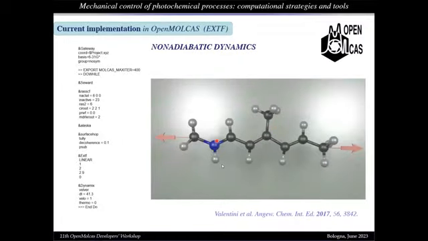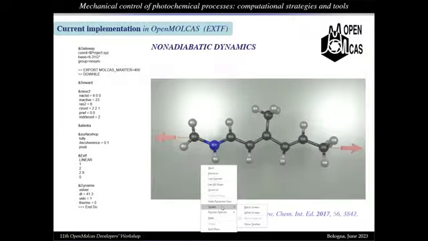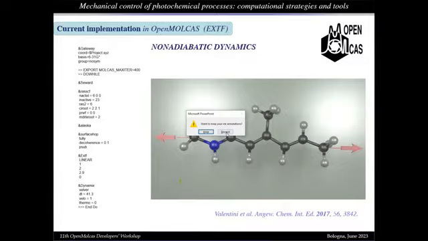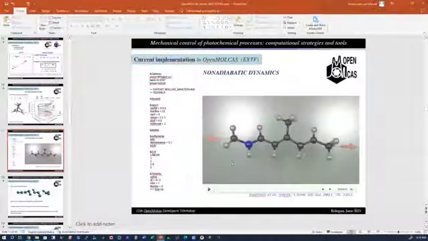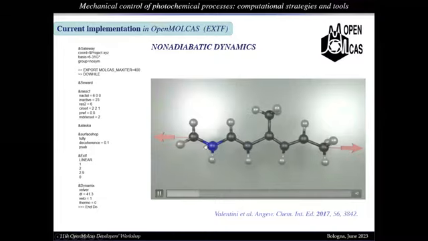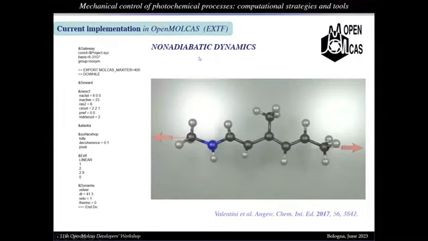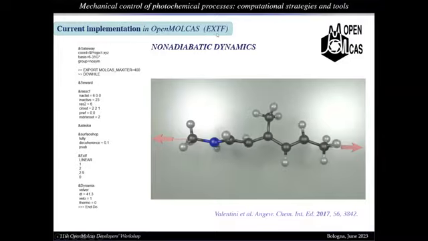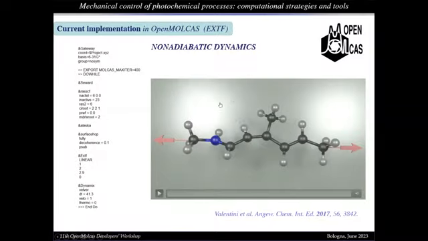It's also possible, as I said, to perform non-adiabatic molecular dynamics. Here is an example of an input to do this. Okay, so this is a trajectory computed with these two modules, EXTF and surface hop.